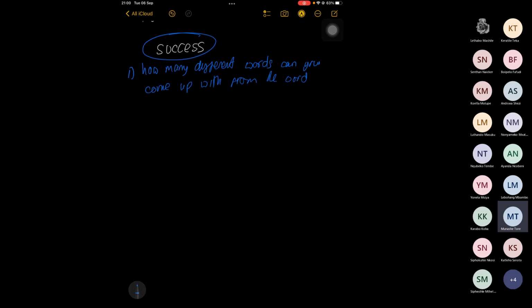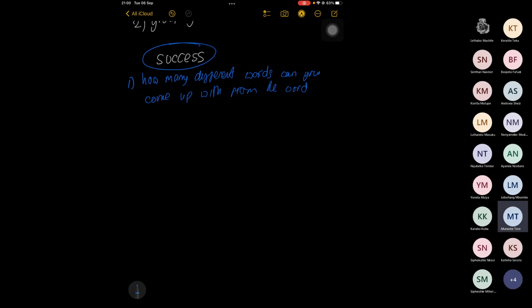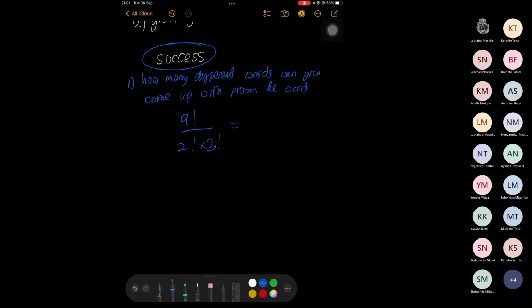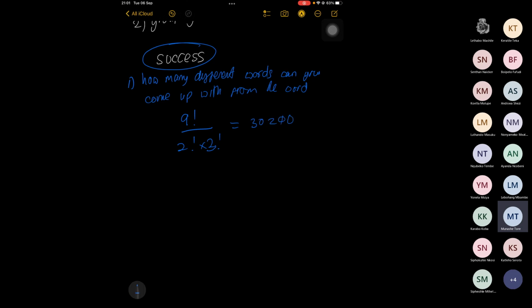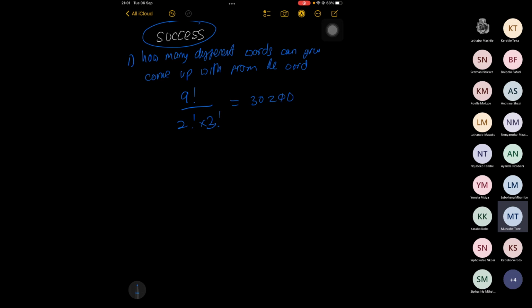The conventional method of doing it is 9 factorial divided by, we just have to account for repetitions, so 2 factorial for C times 2 factorial for, oh sorry, 3 factorial for S. The answer that you get here will be 30,240.